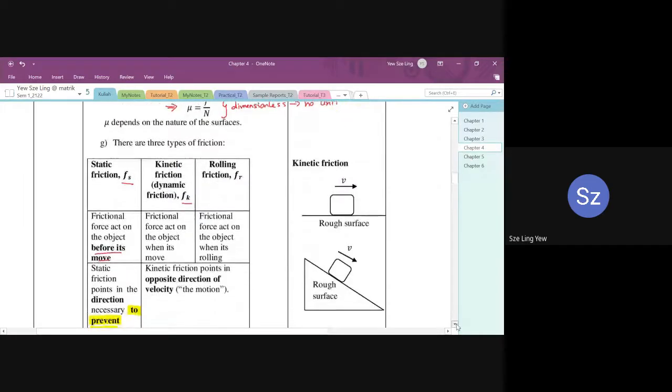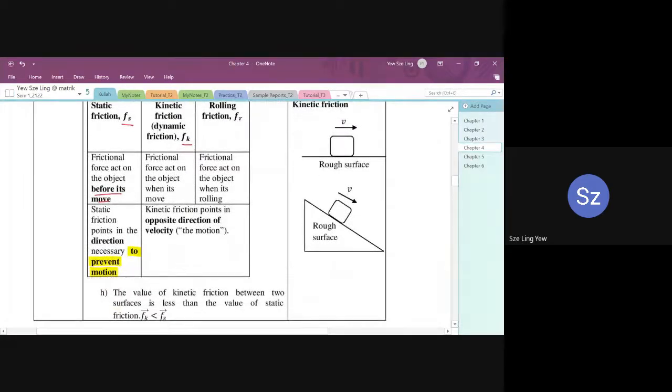And then kinetic friction, in other words, we call it dynamic friction. Kinetic is moving, so dynamic is also moving. Kinetic friction is also known as dynamic friction, and the symbol we use is Fk. K stands for kinetic. So the frictional force acts on an object when it is moving. Now your object starts to move, so now it has a kinetic friction.